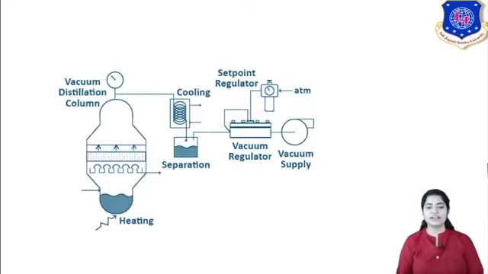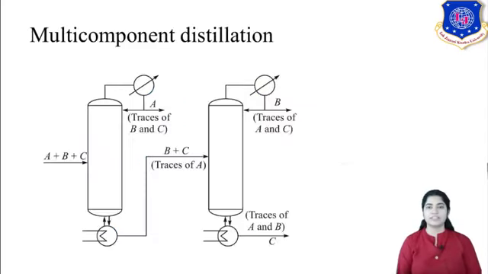So you can see that this is your unit. You are providing the heat, but the components will boil at low temperature because you have reduced the pressure, which ultimately reduces the vapor pressure. The next topic is multi-component distillation.